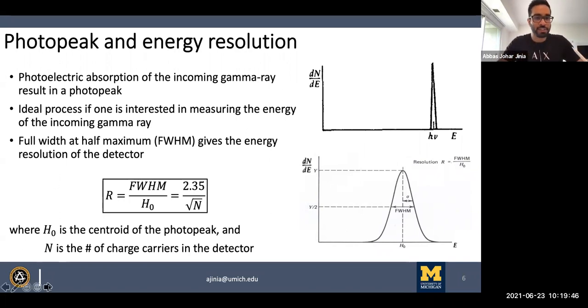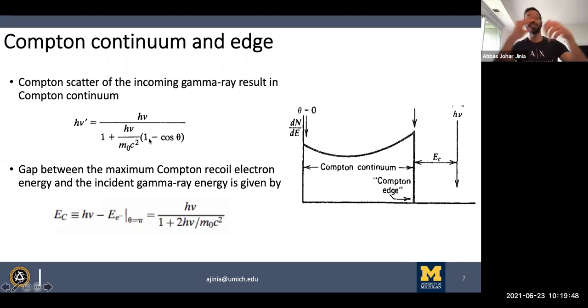The second feature that we see is Compton continuum and edge. Now, as the name suggests, this is when an incoming gamma ray undergoes a Compton scatter process. So in this case, only partial energy is deposited by the gamma ray. So we have a scattered gamma ray and a recoil electron. And the energy that the recoil electron carries is what we see in our spectrum, because that's the energy deposited by the incoming gamma ray.